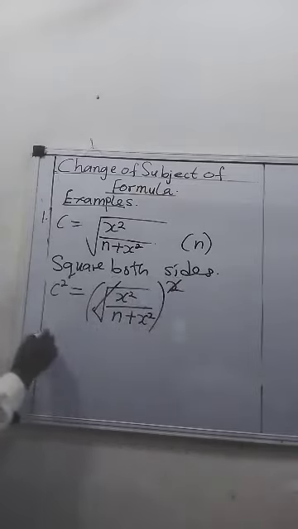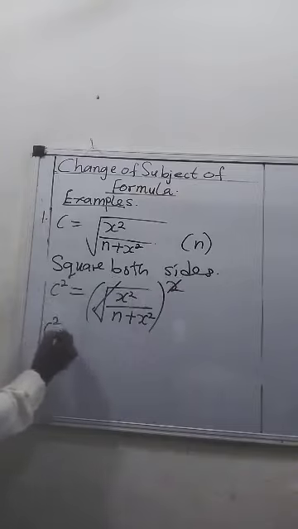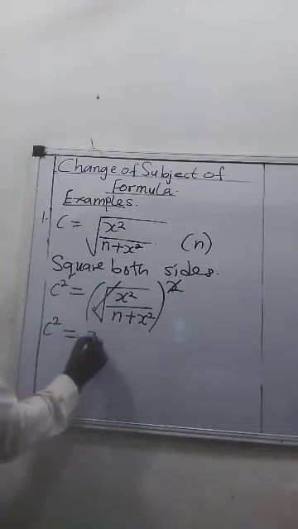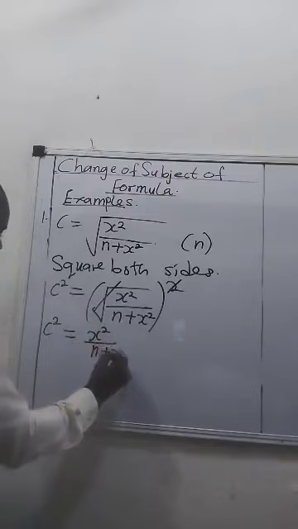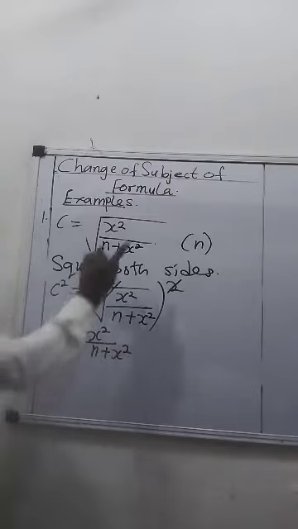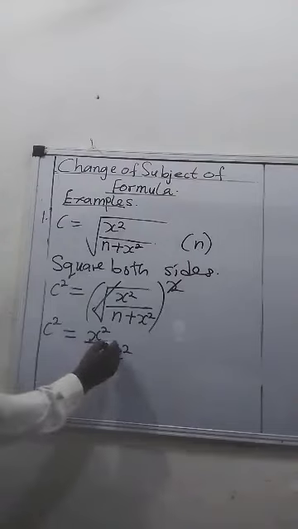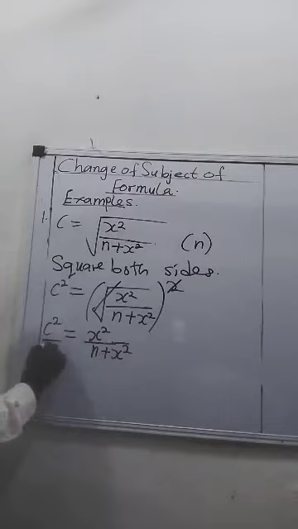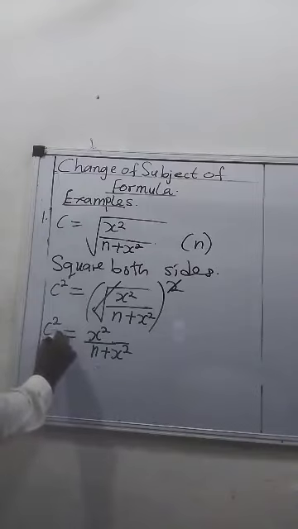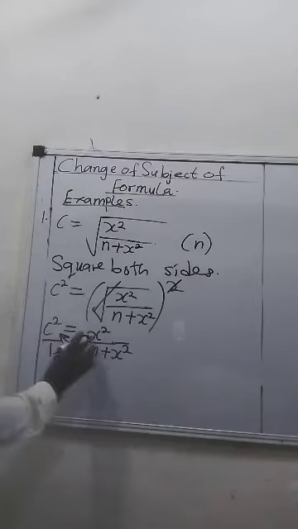So what do we have left? C squared is equal to x squared all over n plus x squared. Since the square root is gone, we have this. This is our target. What do we do? Let me put this all over 1, so that we cross multiply. I'm going to cross multiply. We'll use this one to multiply this in this manner, and this one we multiply this.